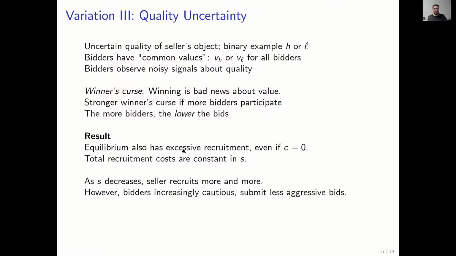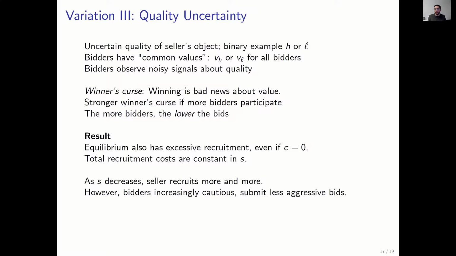So in equilibrium, we'll have excessive recruitment, even if the pure entry costs are zero. And again, total recruitment costs in a variation with common values will be constant in the search costs of the seller. As the search costs become smaller, the seller will recruit more and more bidders. The bidders anticipate that there are more other bidders, and because they anticipate that, they get increasingly cautious and submit less and less aggressive bids. These two effects just cancel each other.